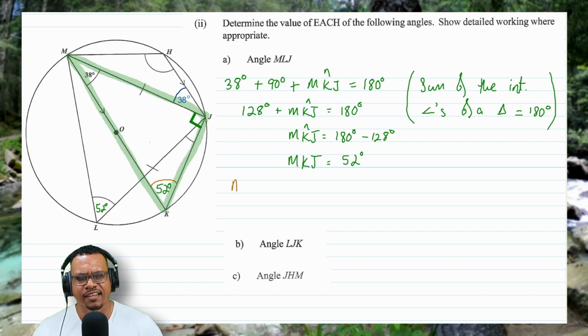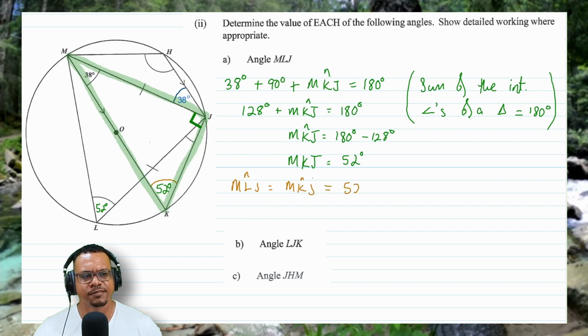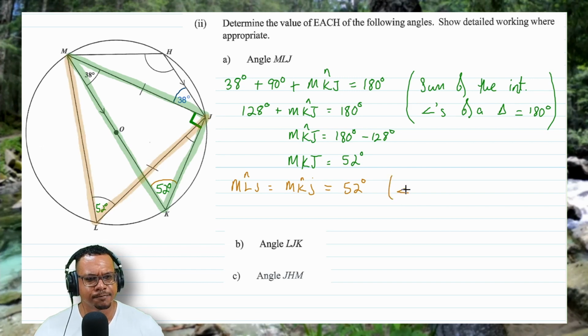So now I'll write angle MLG is equal to angle MKG, which is equal to 52 degrees. And my reason would be angles in the same segment.